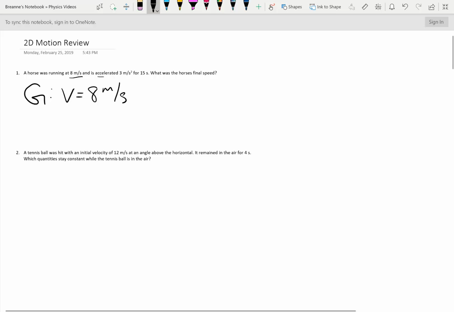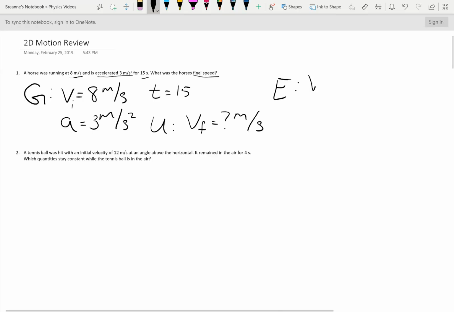And is accelerated at 3 meters per second squared. So acceleration is A. So 3 meters per second squared for 15 seconds. Seconds tells us that is time. What was the horse's final speed? So our unknown is final speed. If we're looking for final speed, what do you think this speed over here has to be? Initial. Our equation we're going to end up using is VF equals VI plus AT.